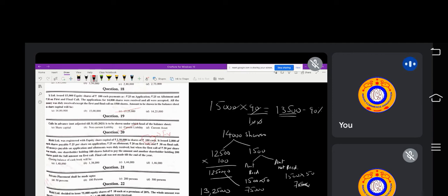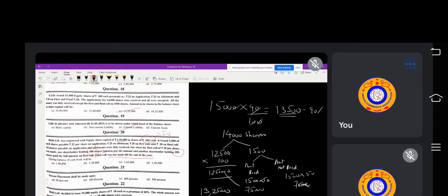All money payable on the application and allotment were duly received, but when the first call of rupees 20 per share was made, one shareholder holding 100 shares failed to pay. So on 100 shares you didn't receive the money, and another shareholder holding 200 shares paid the full amount along with the first call. That means even the final call money has been remitted in the first call itself. Final call was not made till the end of the year, which means the company has not made the final call until the end of the year.